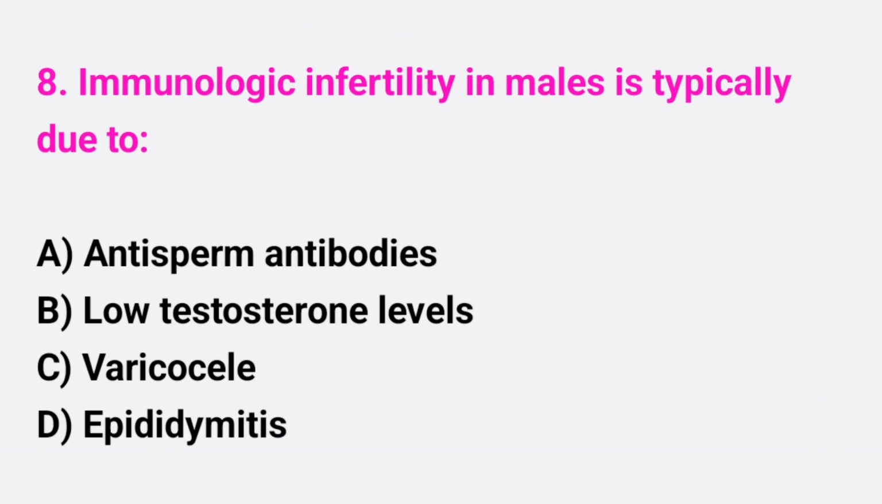Question number 8. Immunological infertility in males is typically due to. The right answer is option A, anti-sperm antibodies.